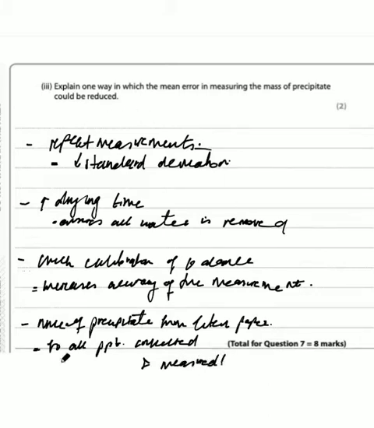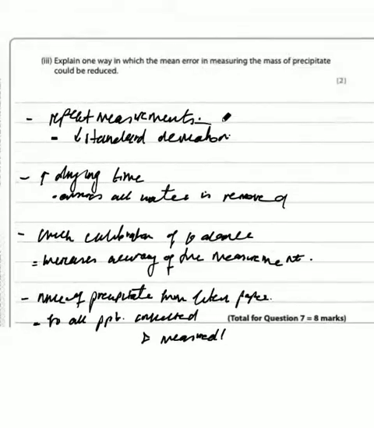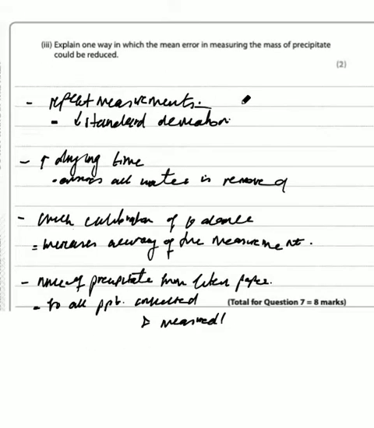And so it's worthwhile just to remember these. So whenever you come across a practical, and how to reduce the error or how to improve the accuracy of the practical, you can just list one of these. And that'll be it.